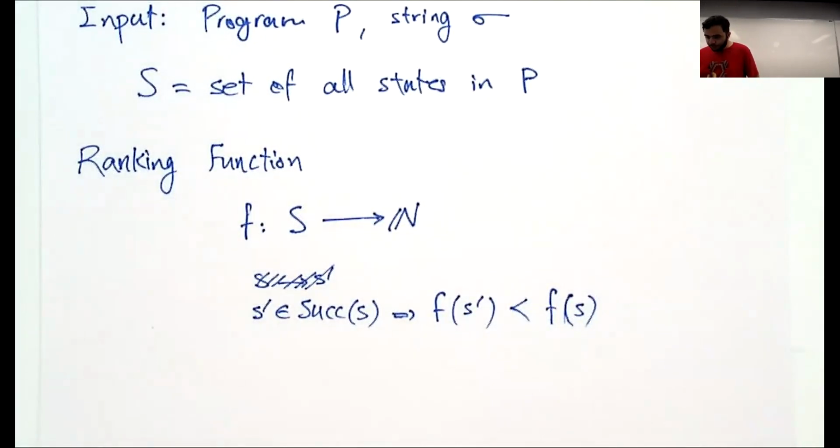So what am I doing? I'm giving a rank or a number to every possible state of my program. But I'm also saying that in every step of execution, if I go from a state S to some other state S prime, then my rank decreases.